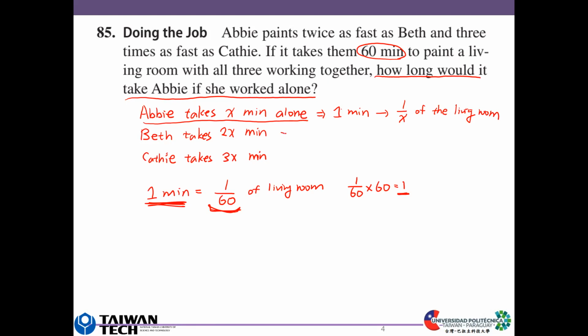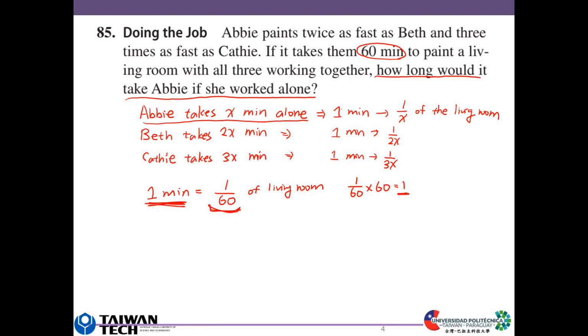Okay, so for Beth, within 1 minute, it will be 1 over 2x of the living room. And for Kathy, within exactly 1 minute, she completes 1 over 3x of the living room.